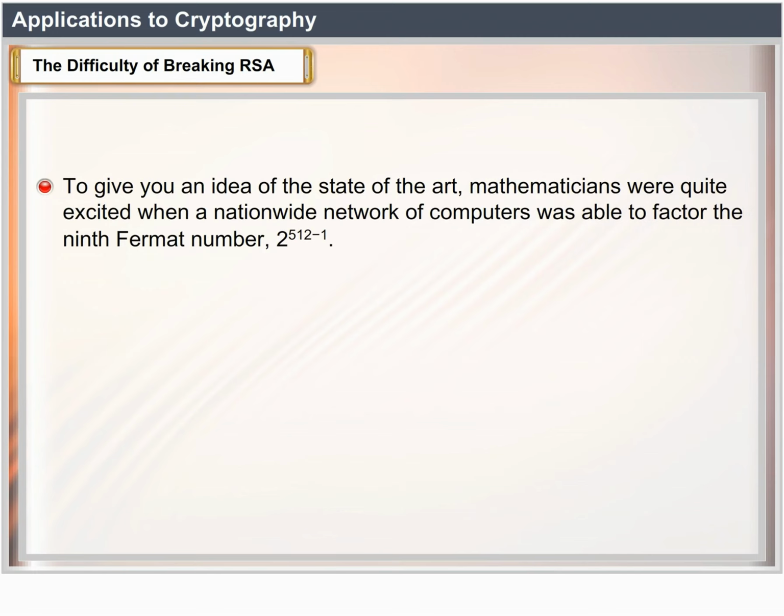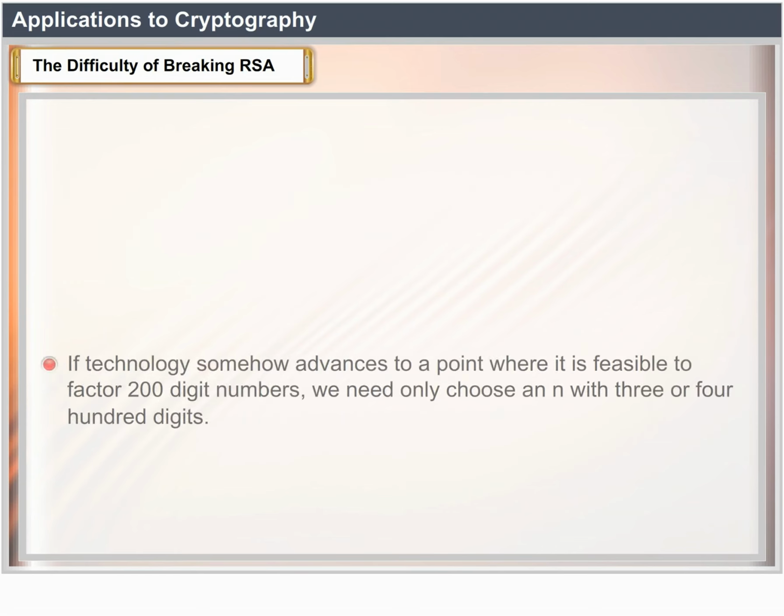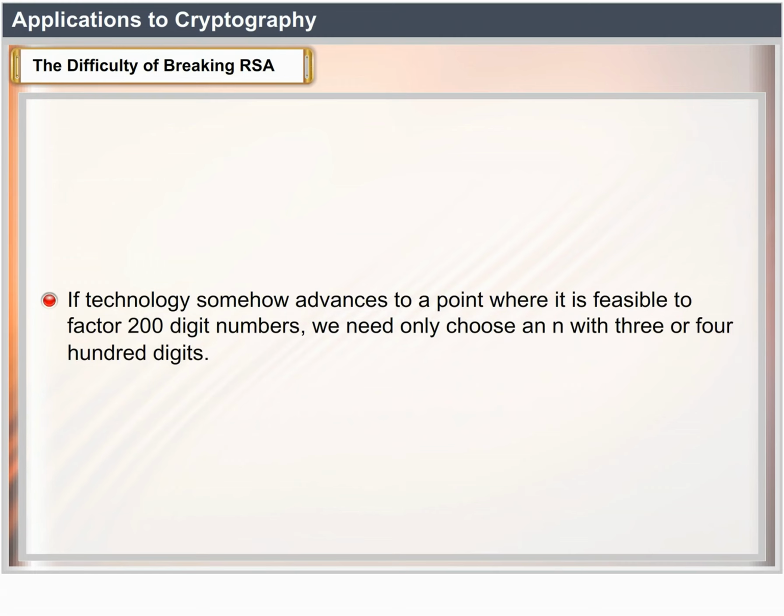To give you an idea of the state of the art, mathematicians were quite excited when a nationwide network of computers was able to factor the ninth Fermat number, 2^512 plus 1. This number has only 155 decimal digits. Barring a major breakthrough, the RSA system will remain secure. If technology somehow advances to a point where it is feasible to factor 200-digit numbers, we need only choose an n with 300 or 400 digits.